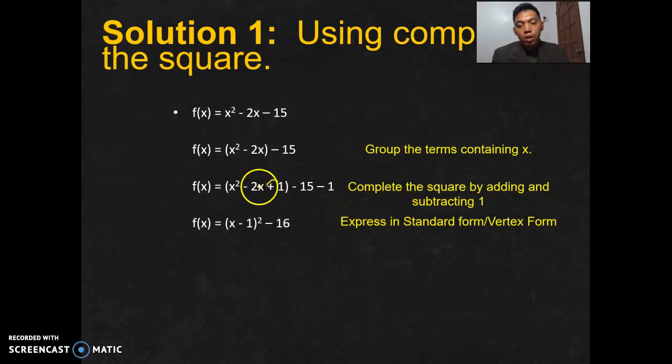So now we express it in the vertex form or standard form, because this one will be the square of a binomial, and then this one combine negative 15 minus 1, so negative 16. So all in all, the vertex form is f of x equal to quantity x minus 1 square minus 16, which gives us h equal to 1. You just take the opposite sign of this, and the k is just copy whatever the sign is, negative 16. So again, h is the opposite sign, but k is whatever the sign is.